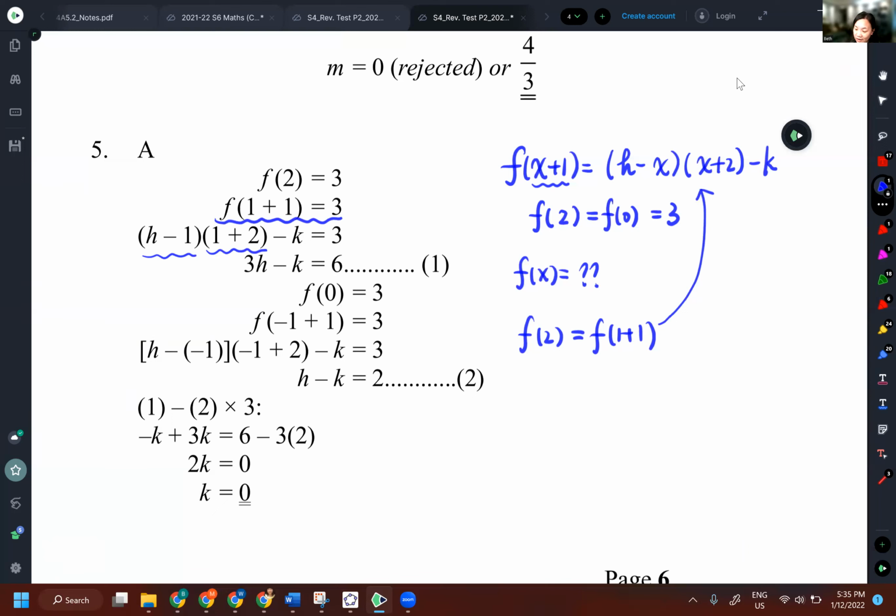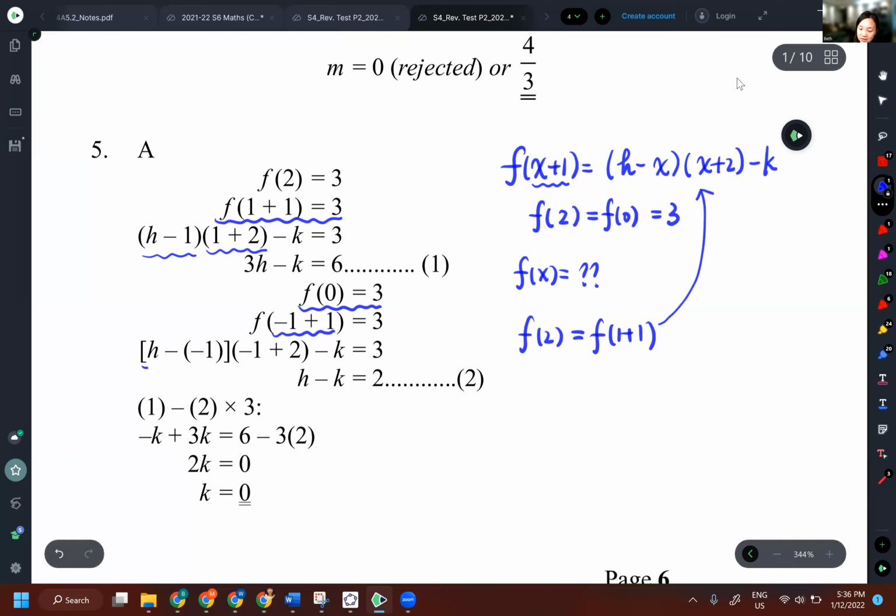The second one, f of 0, also cannot be used directly because I don't know f of x. Therefore, I need to figure out what value plus 1 should fill this blank. Because here I have x plus 1. So what value plus 1? And I figure out as negative 1 plus 1 in order to use f of 0. So f of negative 1 plus 1 equals 3, and then you put in x equal negative 1.